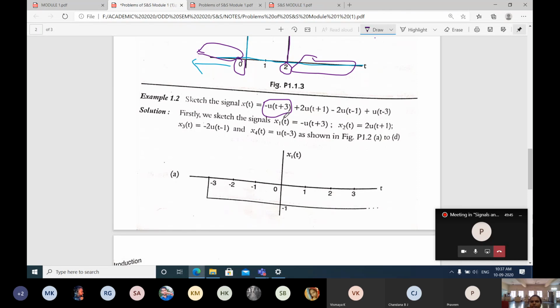First we will draw our x1 of t. Observe here, there is a negative value, minus. Okay, we do the minus afterwards. First we will do u of t plus 3. What is the shift operation here? Whether it is going to shift towards the right position or the left position, first you have to consider that. What is our T naught value here?